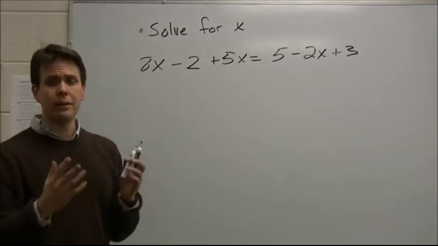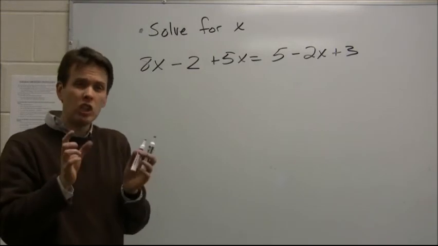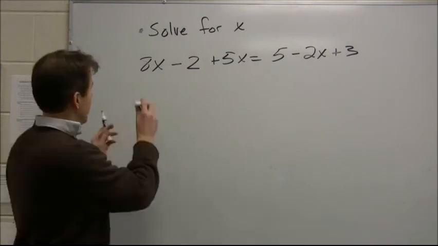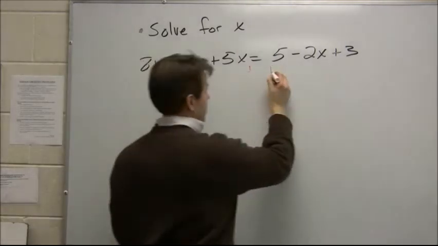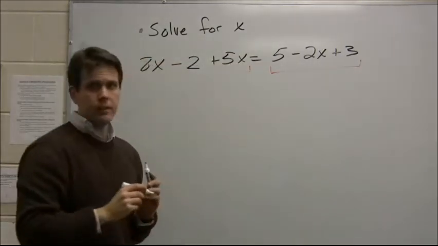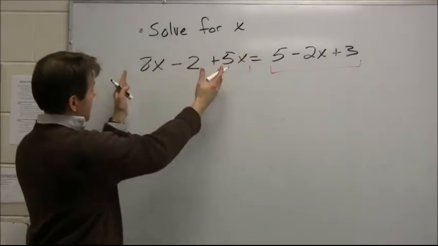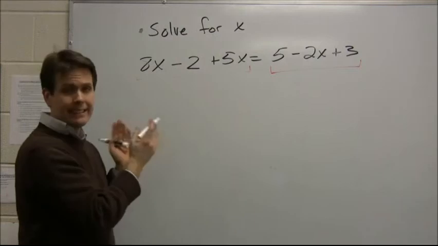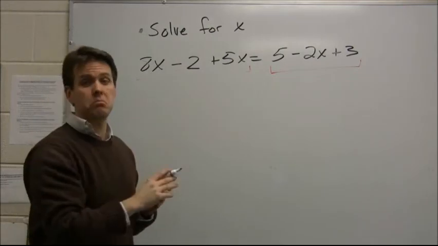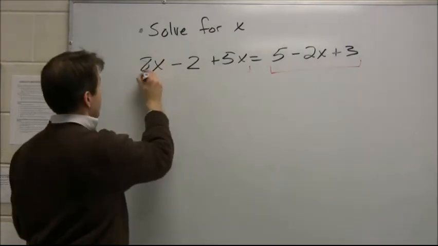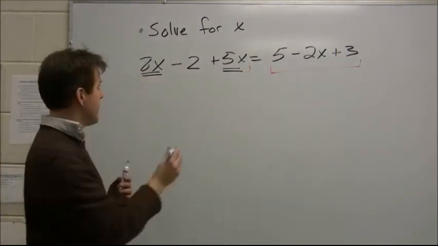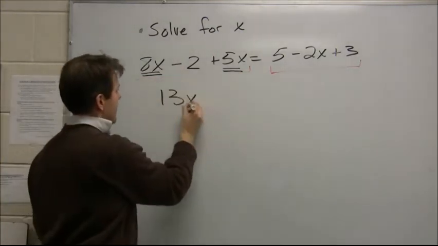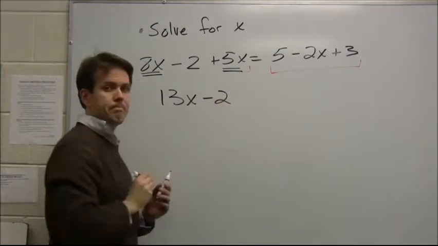I'm going to suggest that we combine like terms first on the same side. So only focus on this side of the equation right now. And only focus on this right here. Okay, so only look at this. Now we have 8x minus 2 plus 5x. Can I simplify anything on that side first? Sure. I can combine this 8x term and the 5x term. So 8x plus 5x is 13x, and then just bring down your minus 2.